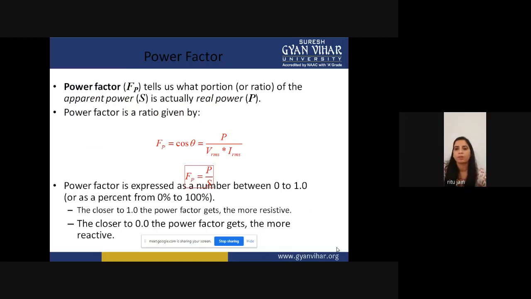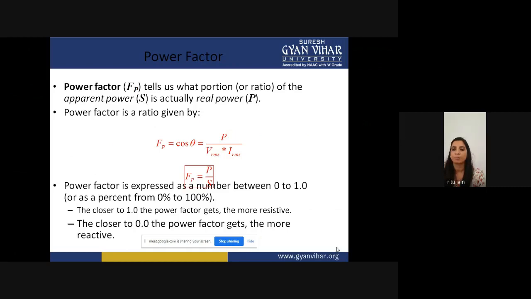So what is power factor? Power factor tells us what portion of the apparent power is actually real power. So power factor is a ratio, given by Fp is equal to cos theta, which is equal to P upon V RMS into I RMS, and power factor is equal to P upon S.